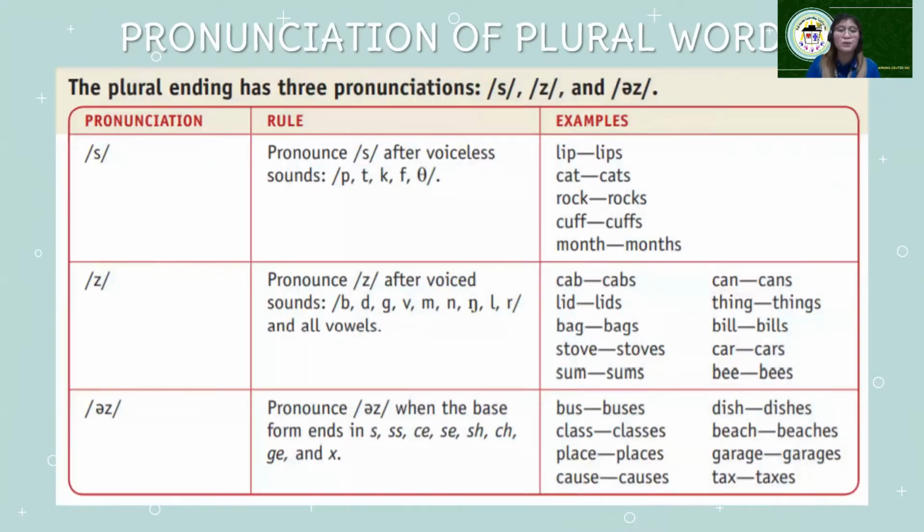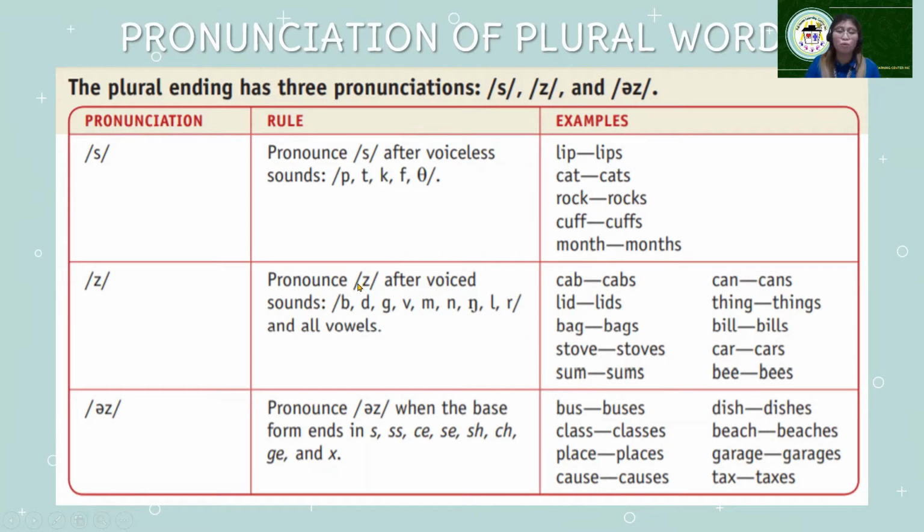So for example, if your word ends with P, T, K, F, and the NG or the TH, then the sound should be letter S, such as lip to lips, cat to cats, rock to rocks, cough to coughs, and month to months. So it's an S sound.